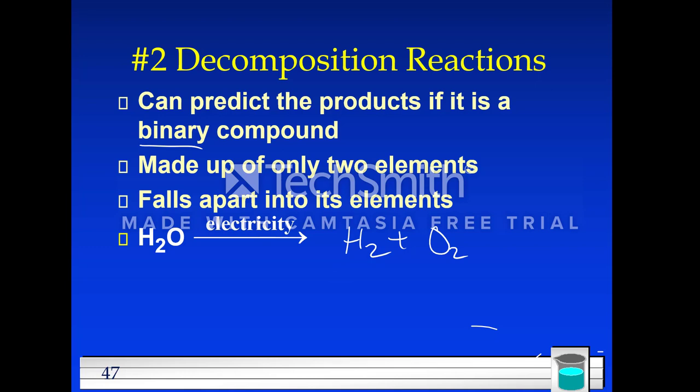So water falls apart into hydrogen and oxygen. Now I need to balance. The oxygens are messed up: 1 oxygen on the reactant side, 2 on the product side. So I'm going to put a 2 in front of water.